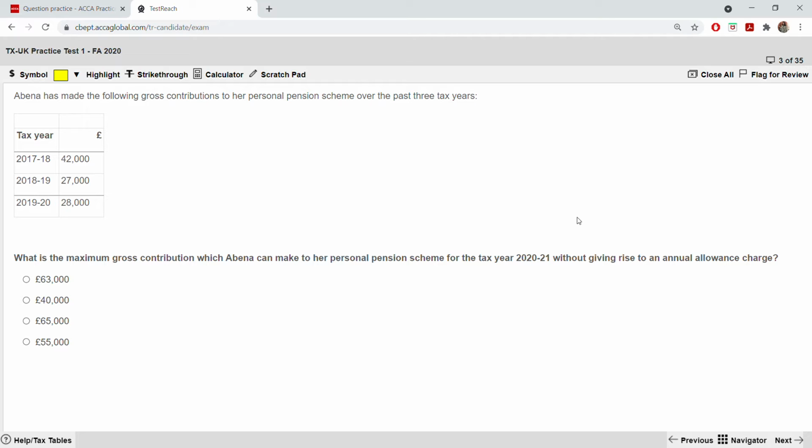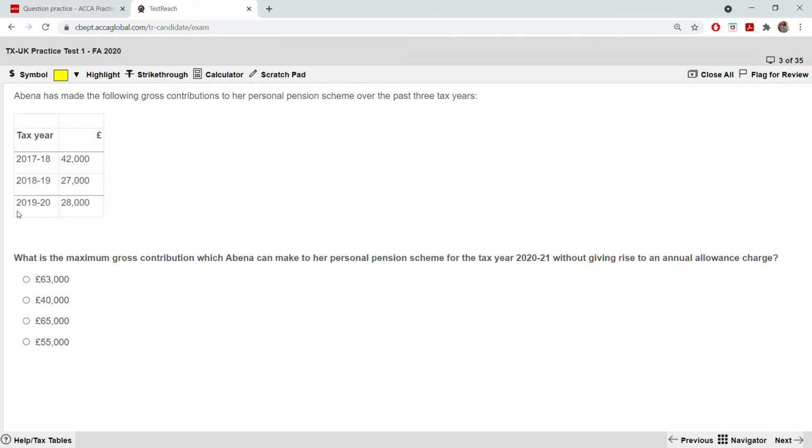So let us go. 40,000 is the annual allowance charge. If you see 2017-18 for the 3 years, up to 40,000 is the maximum. Here they are saying 42,000, but you can only make up to 40,000. So we are adding 40,000 from 2017-18 plus zero.